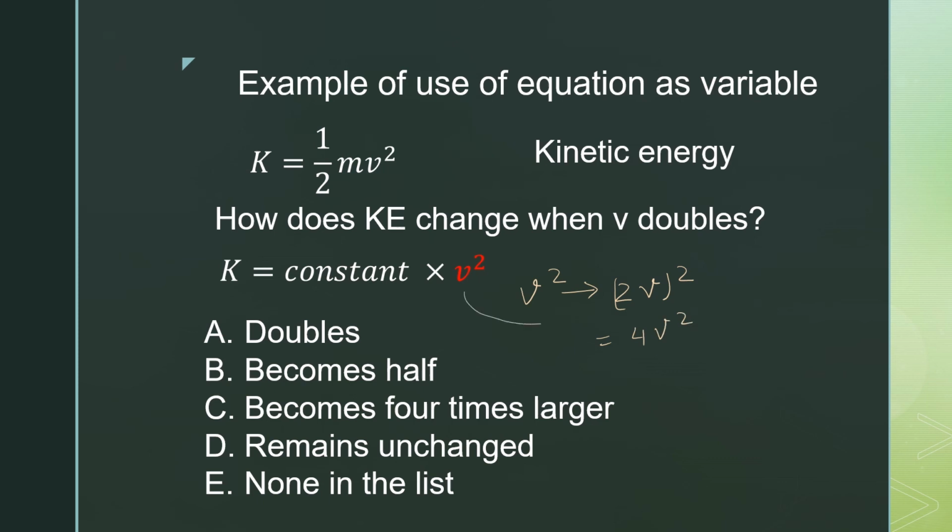So we recover v squared, but there is now one more term, that is 4. So we get the new kinetic energy as 4 times the old kinetic energy. That's how we make use of an equation with variables to answer a question like this.